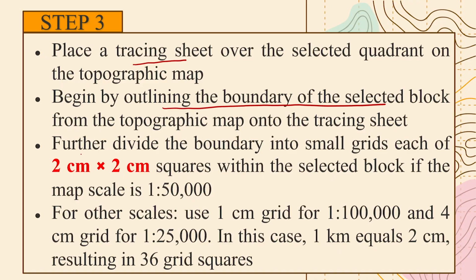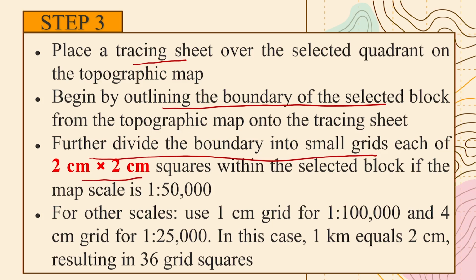In carefully selecting a block, you need to understand some things. Say for example, if there is a place without any contours, the concept of preparing and calculating relative relief will be of no use. So, select a quadrant which is having a good number of contours in order to understand what type of relief is present in a particular area. After doing that, we are going to divide that particular boundary further into 2 centimeter into 2 centimeter square grids.